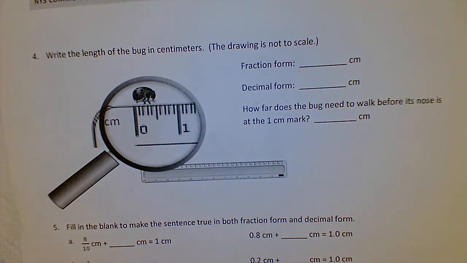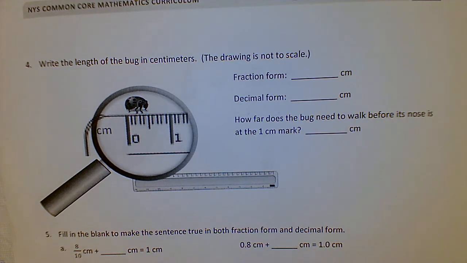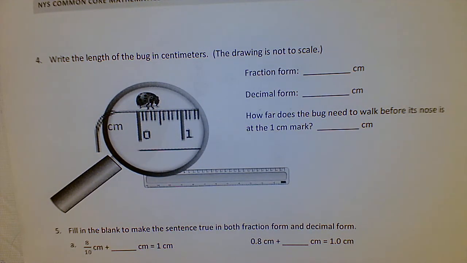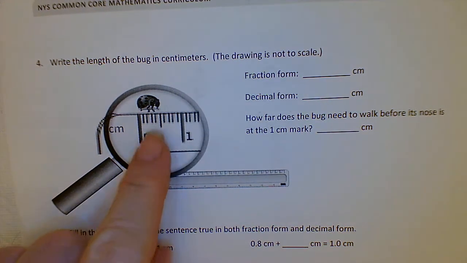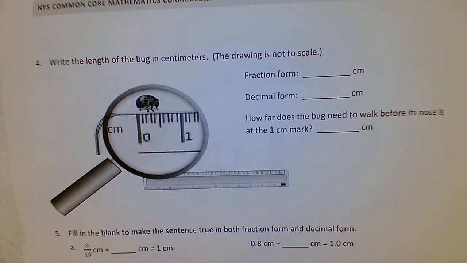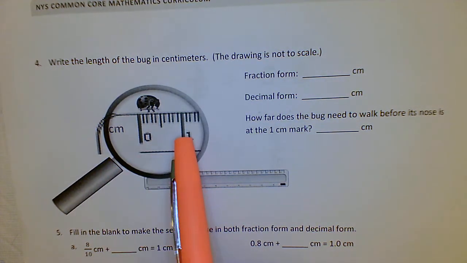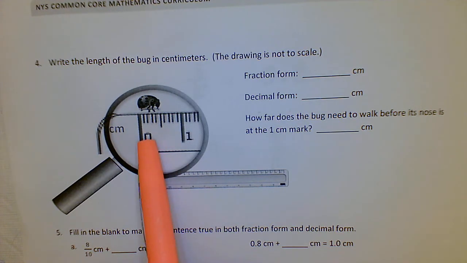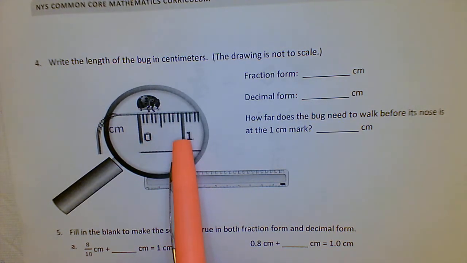So on the next page, it says here, write the length of the bug in centimeters. The drawing is not to scale. And that just means that you actually have to read it here. You can't guess by looking at the bug to see what it is. So here we have a ruler, and we can see that these are centimeters. So when it says cm, it means that when you go from 0 to 1, that's 1 centimeter.